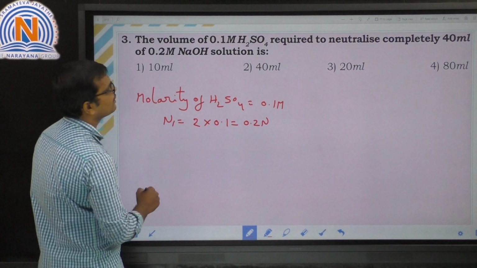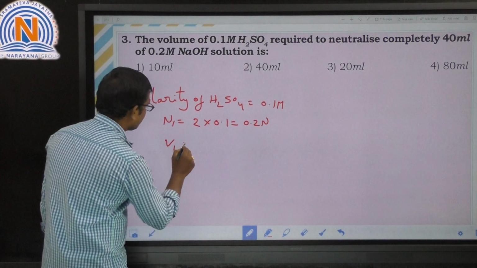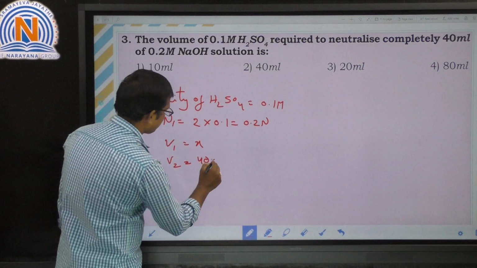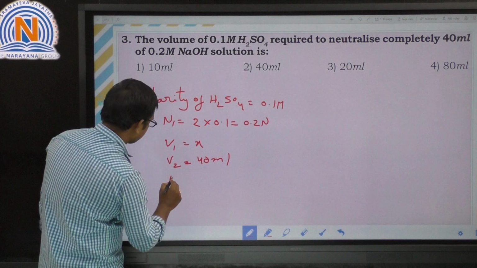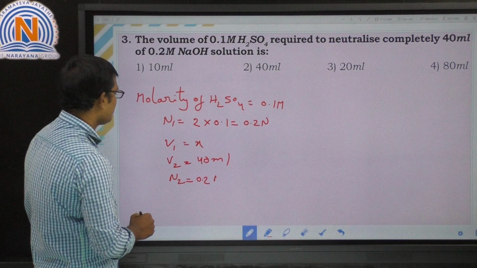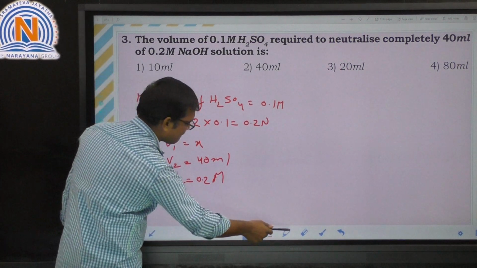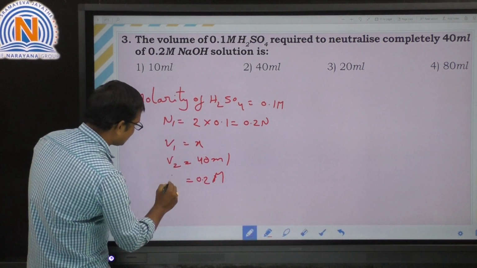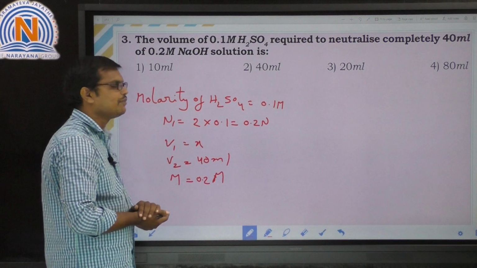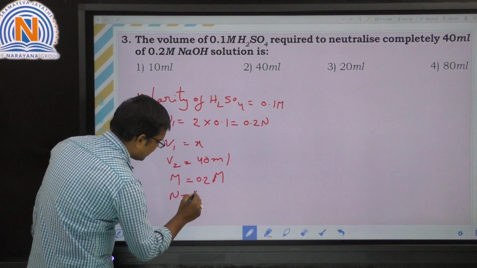This is N1, and the volume V1 you don't know. V2 equal to 40 ml, then N2 equal to 0.2 molarity. Here also molarity is given, then molarity is converted into normality. Here it is a base, NaOH, a monobasic one, its acidity is 1. So normality equal to 1 into 0.2, so 0.2 normality.